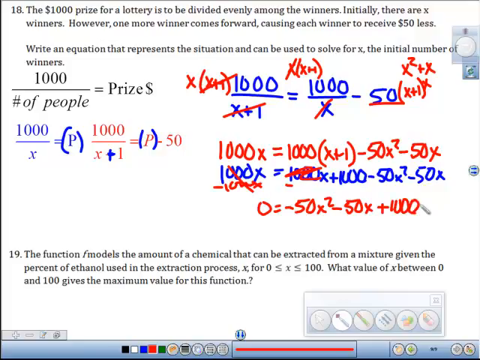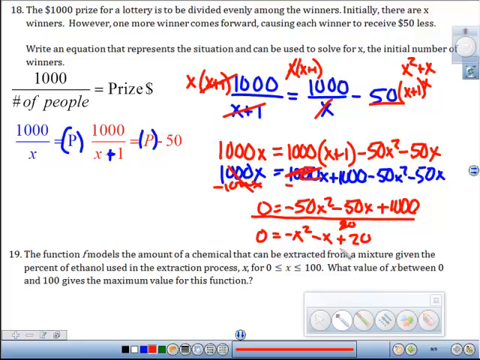Now because these numbers are so big, checking to see if there's a common factor is something that you should totally do here. So see the 1,000? I wonder if 50 goes into 1,000. Yeah, of course it does, right? So if we divide everything by 50, even the 0, because we can't just change one side, 0 divided by 50 is going to be 0. So this would be negative x squared, this would be negative x, and that would be 20. That's where the 20 came from. So that'll be plus 20.